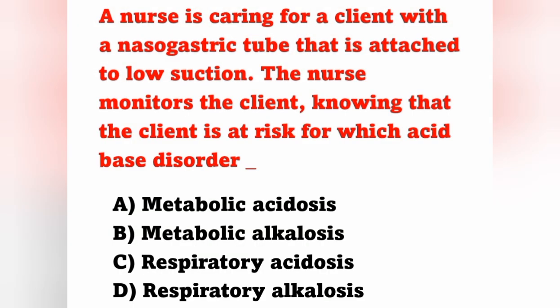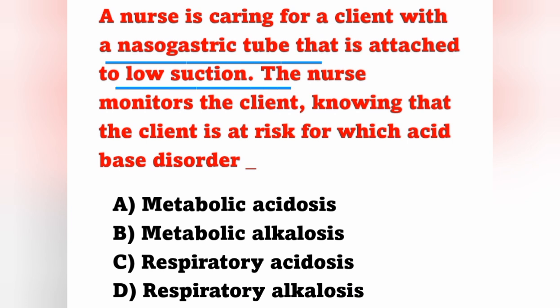The next question. A nurse is caring for a client with a nasogastric tube that is attached to low suction. The nurse monitors the client knowing that the client is at risk for which acid-base disorder? Option A, metabolic acidosis. Option B, metabolic alkalosis. Option C, respiratory acidosis. Option D, respiratory alkalosis.